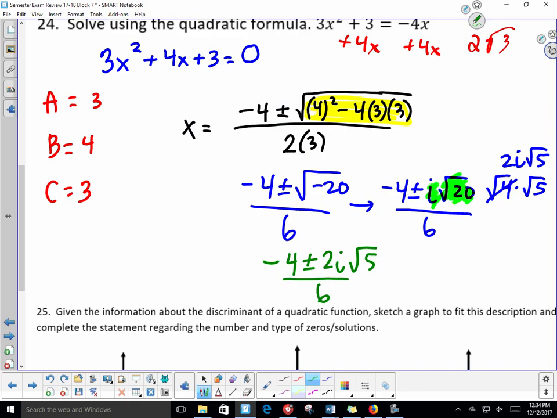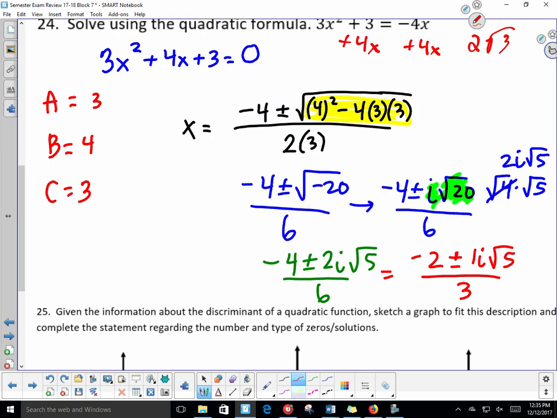Not including the radical, what do those three numbers have in common that we could all divide them by? 2. So my reduced answer for x should be negative 2, because I divide 4 by 2, plus or minus 1i square root of 5 all over 3. Can we just write i instead of 1i? Sure, you can just put i if you'd like instead of 1i. Those are your two answers.